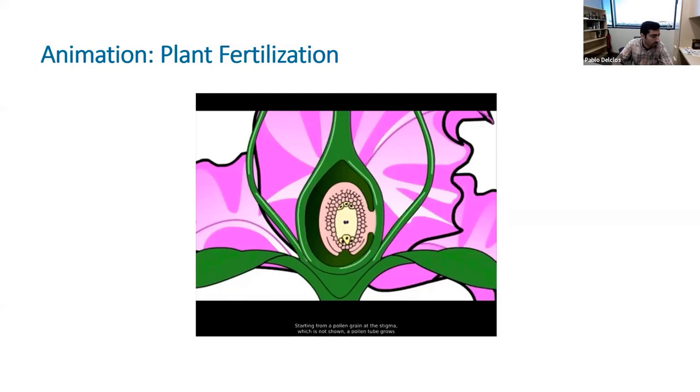Starting from a pollen grain at the stigma, which is not shown, a pollen tube grows down through the carpel to the ovule. It carries two sperm that enter the ovule. One sperm fuses with the egg cell to make a zygote, which is the first cell of the embryo. The other sperm fuses with the two nuclei in the central cell, making a triploid nucleus. The triploid cell will grow and divide to make a food-storing tissue, the endosperm.